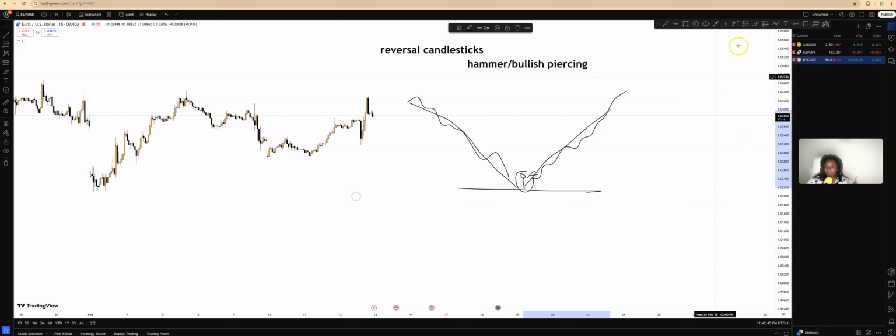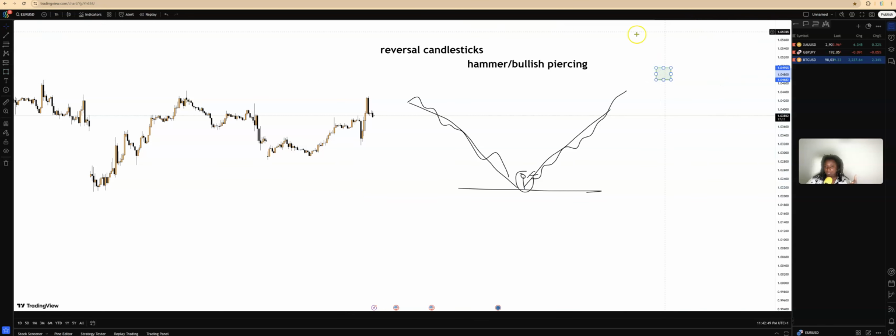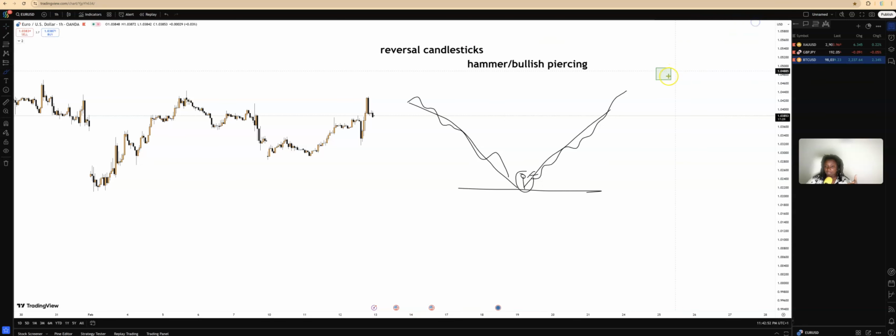We're going to see examples of a hammer, but typically a hammer would look like this, right? And we could have like a straight line.